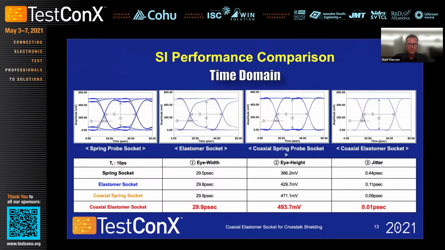Okay. On this slide, we're just looking at eye diagrams, and as you can see, they're very comparable between both coax platforms, with the advantage in jitter to the coaxial elastomer.